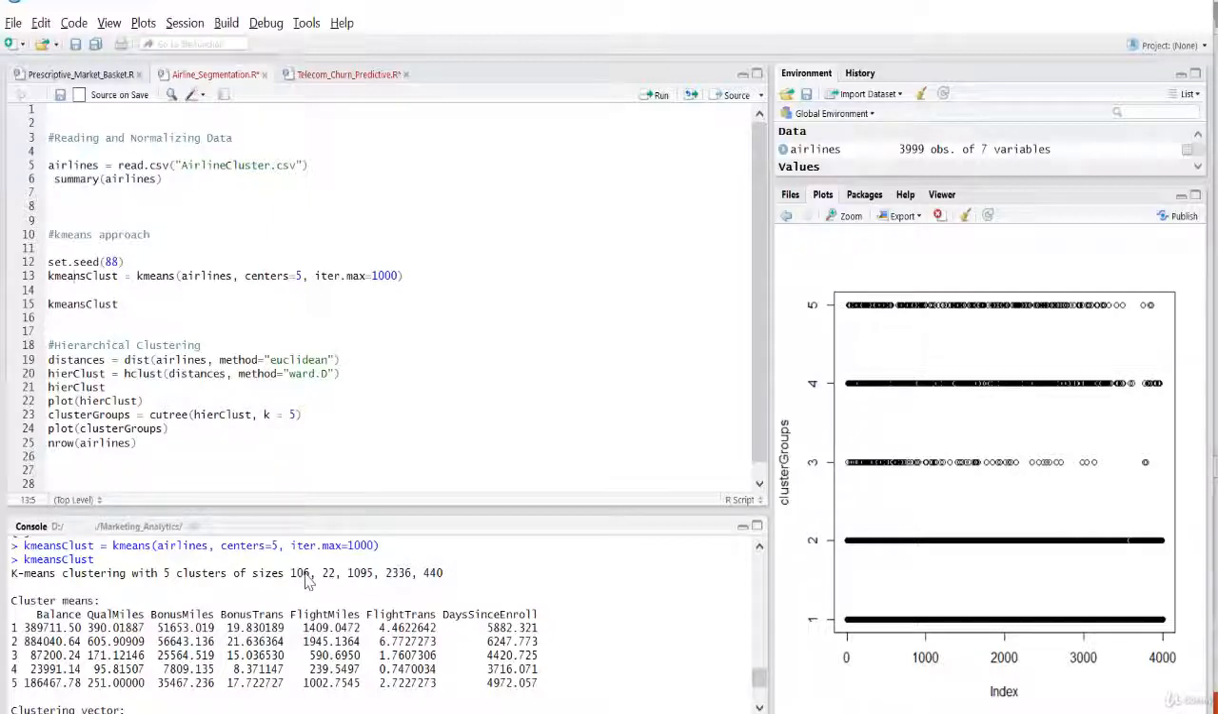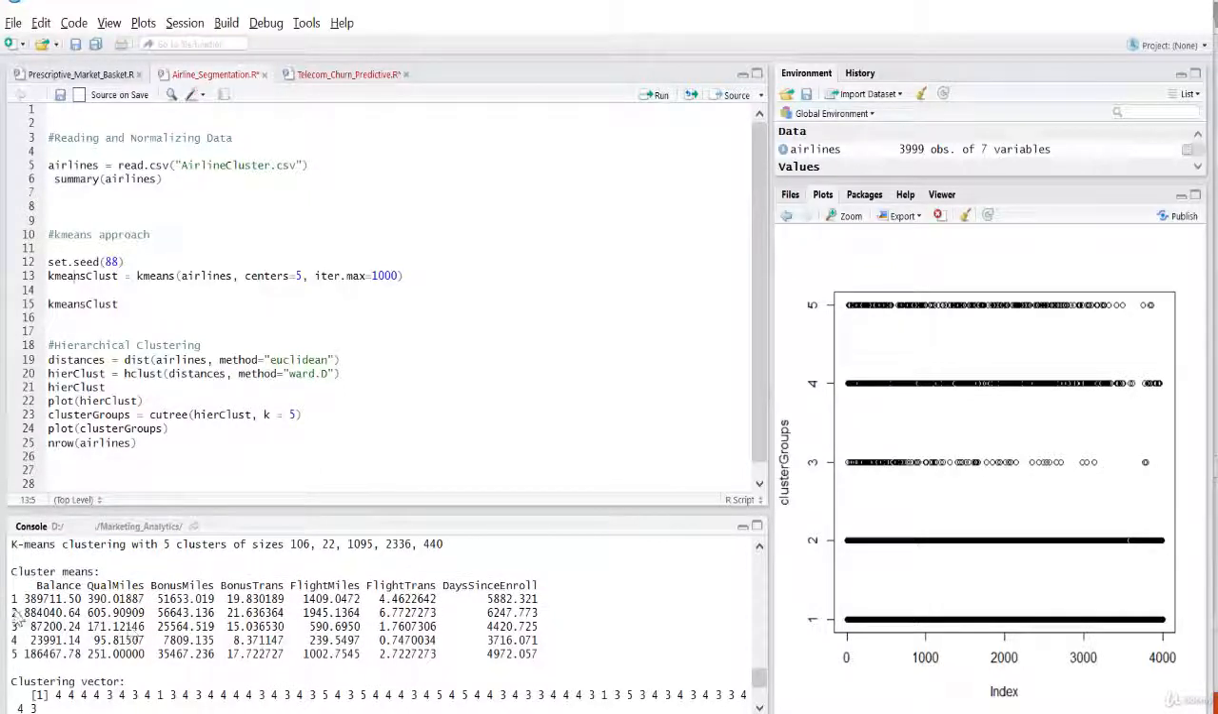In cluster number 1, there are 106 customers, 22 in the second, 1095 in the third, 2336 in the fourth, and 440 in the fifth. Then for each cluster we get the average value of balance, the average value of qualifying miles, and the average of days since enroll. Based on these values, a cluster is formed, and you can see there are 5 clusters which are formed.